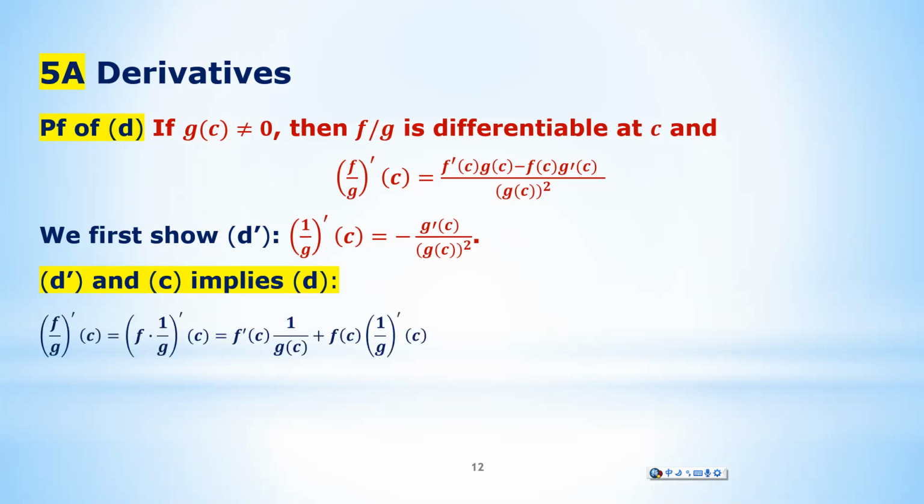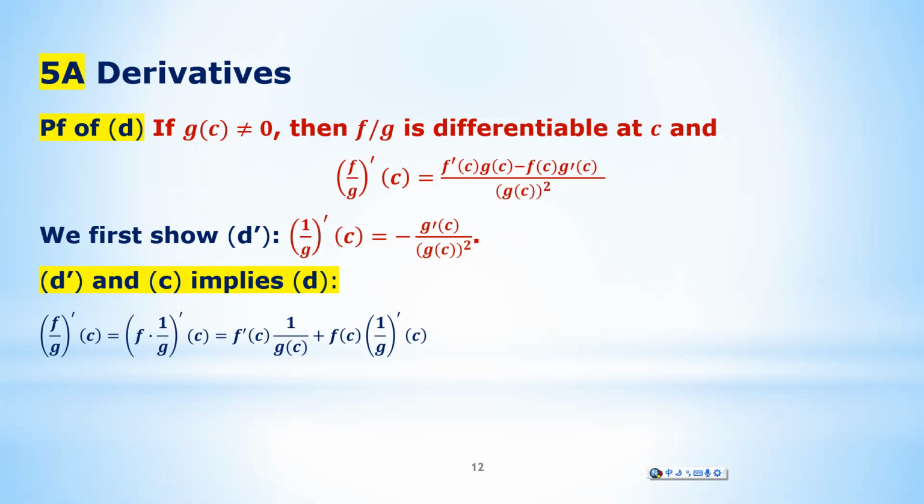You can see F divided by G can be written as F times 1 over G. So if you regard F divided by G as F times 1 over G, then you apply the product rule, and this will give you two terms. The first is F prime times 1 over G. The other term is F times the derivative of 1 over G.